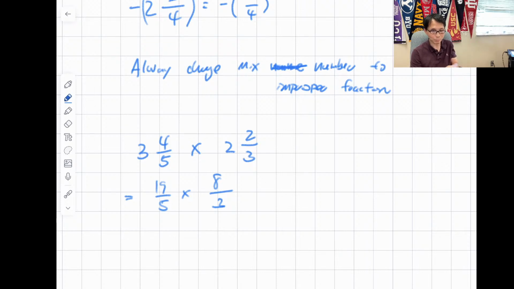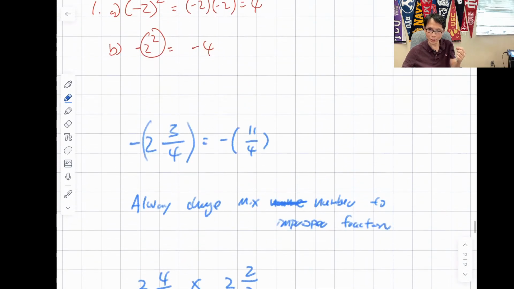So in this particular case, there's nothing that can simplify, because 19 over 5, nothing can simplify. 8 over 3, nothing can simplify. 8 and 5 have nothing to simplify. 19 and 3 have nothing to simplify. There's no common factor for you to simplify. The only way you can do it in this case is to multiply out. But if you can simplify, I want you to simplify.